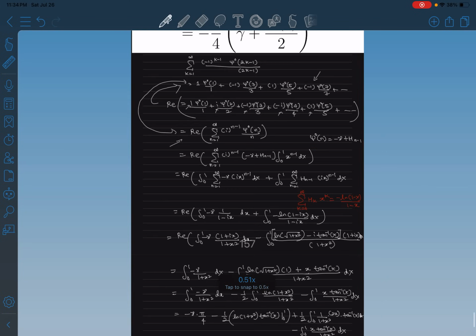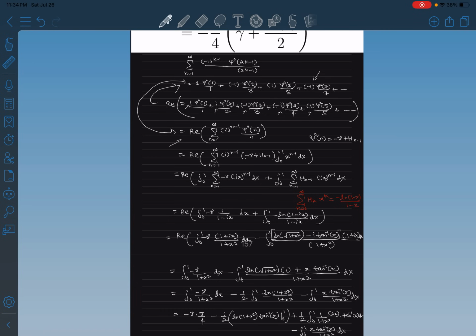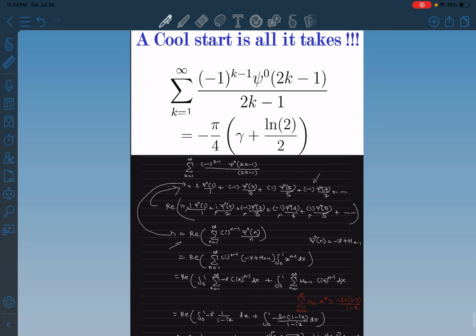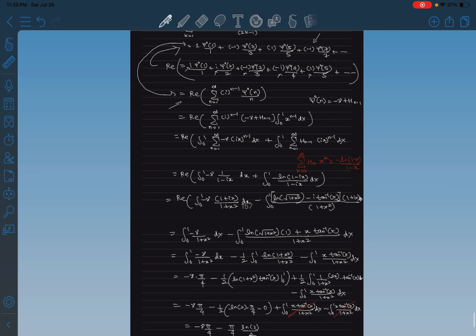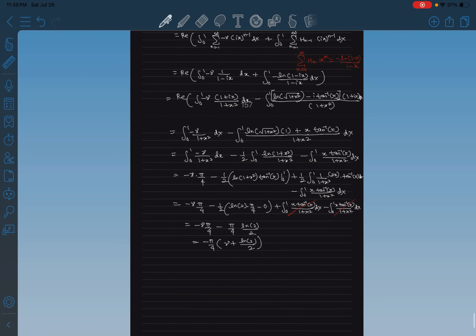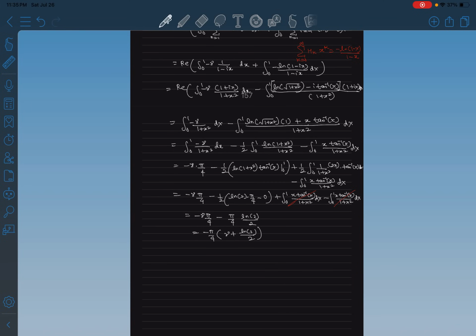So over here, the interesting thing was how we could actually change this sum at odd indices to a sum with all the indices. I think that was pretty interesting. And after that, we just used the definition of the digamma function, the generating function for harmonic numbers, and then took the real part and integrated that using integration by parts and things like that.